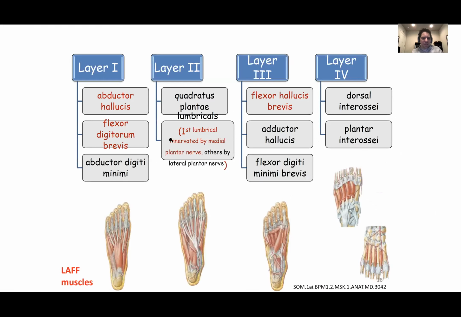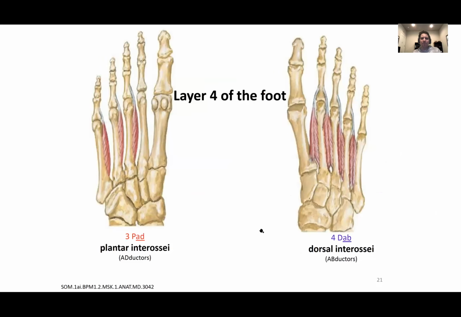Okay, so let's look at these. These are just the muscles of the foot. I didn't find that these were tested as heavily as the muscles of the hand and the upper limb, but you do want to know them. The LAFF muscles here are the ones in red. You can see that those are innervated by the medial plantar nerve. So remember that here in red.